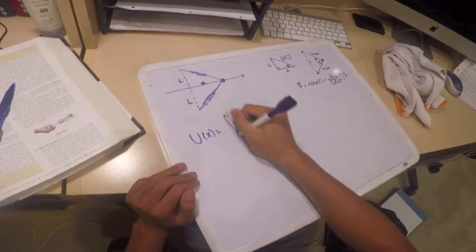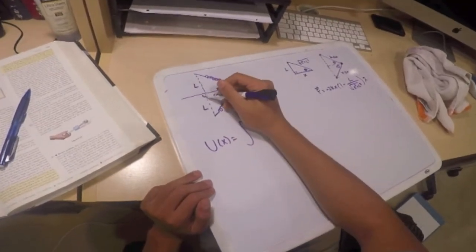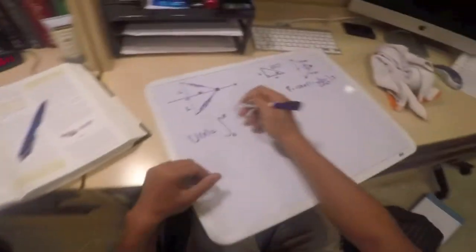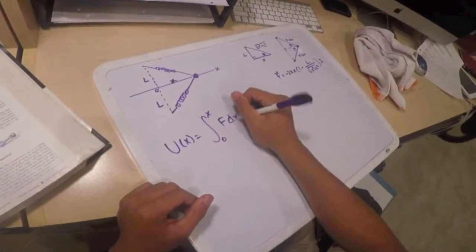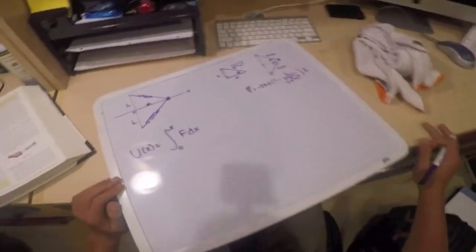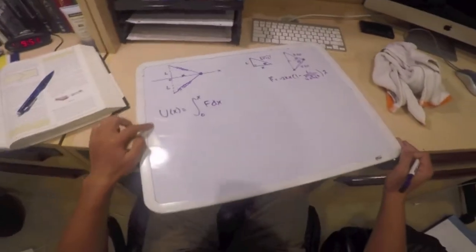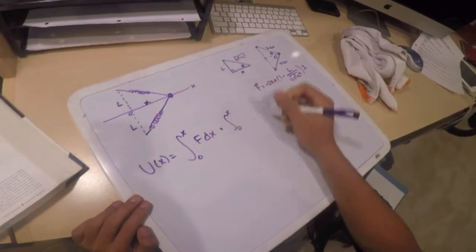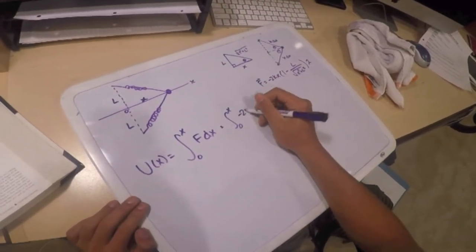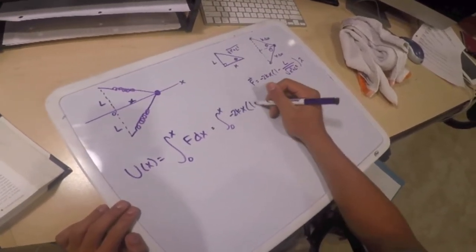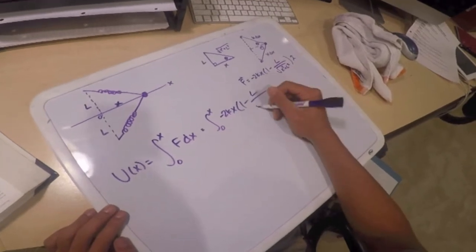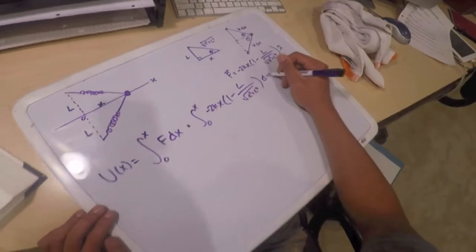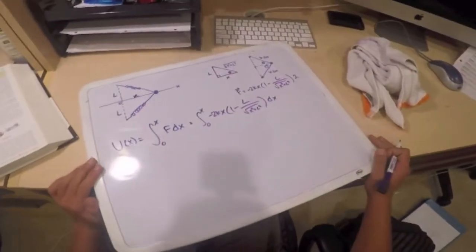So we have our initial 0, and we integrate from 0 to x of f dx. This is calculus. We're going to integrate this to find our function of potential energy. So that is going to expand to the integral from 0 to x of negative 2kx times (1 minus L over the square root of x squared plus L squared) dx. Alright, how do we integrate that?